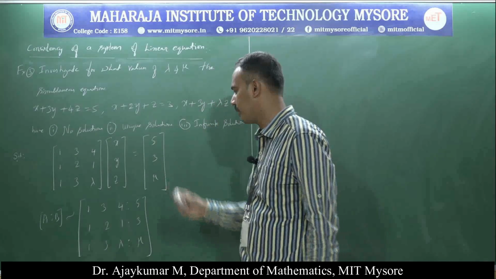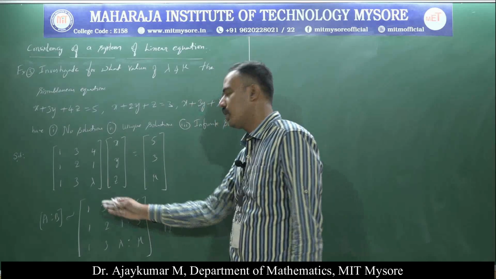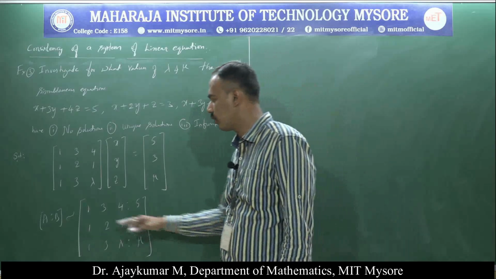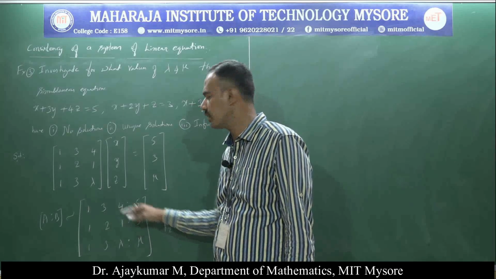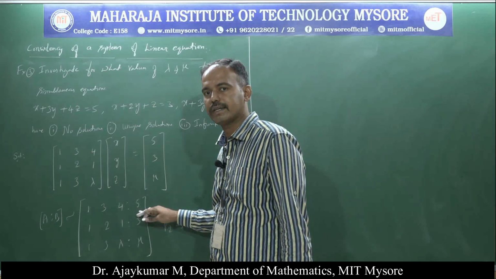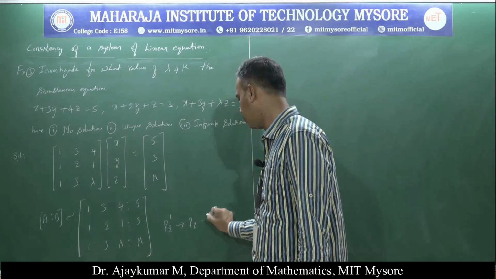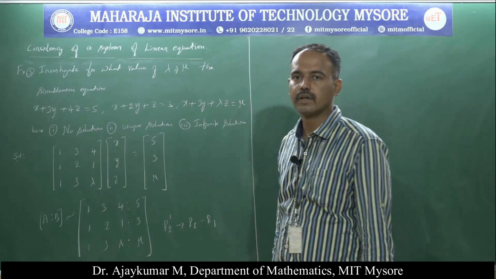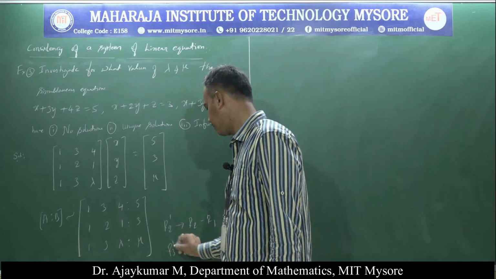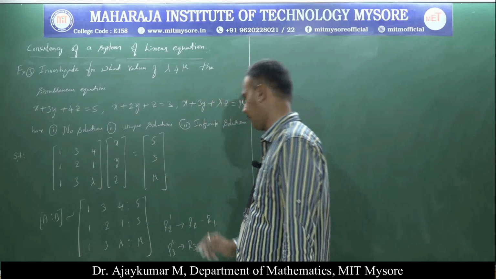In such a way, we can specify the row transformations. For the first row, don't apply any transformation, not required, because the first row leading entry is 1 here. Now the second row, R2 dash equals R2 minus R1. Now the next one, R3 dash equals R3 minus R1 here.